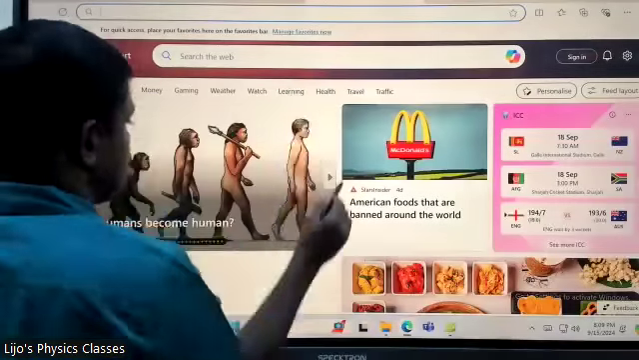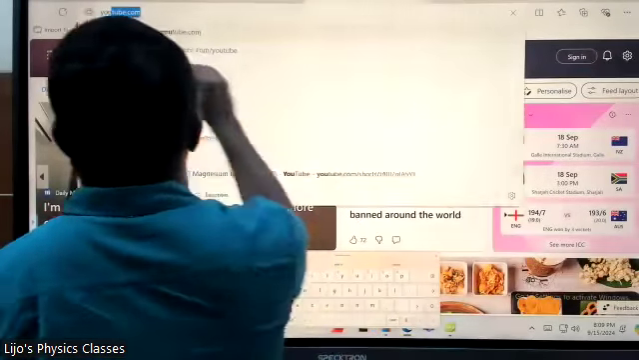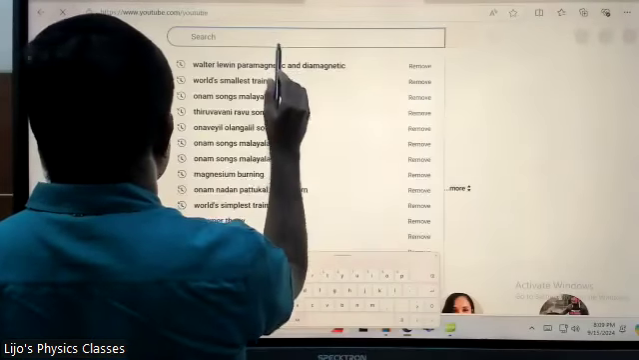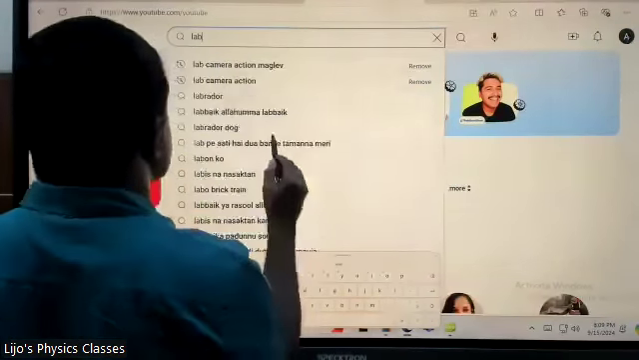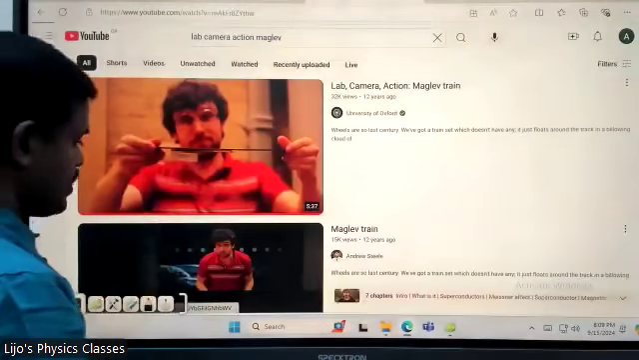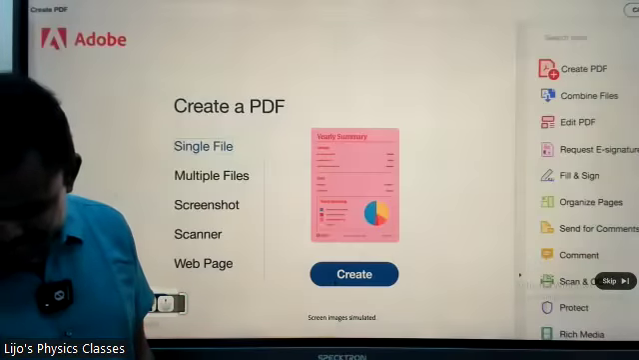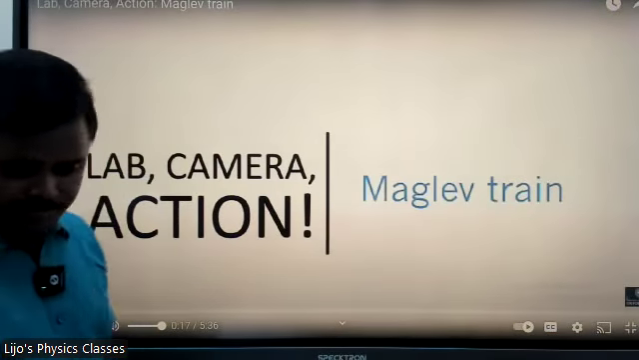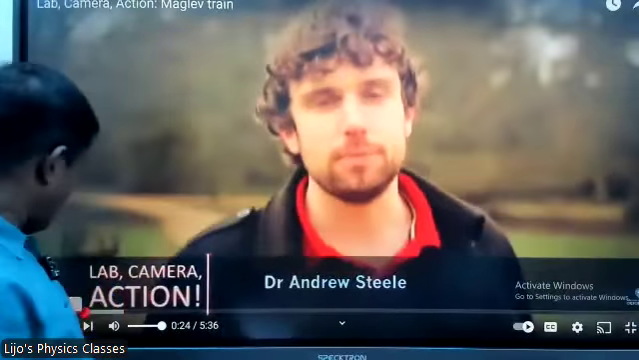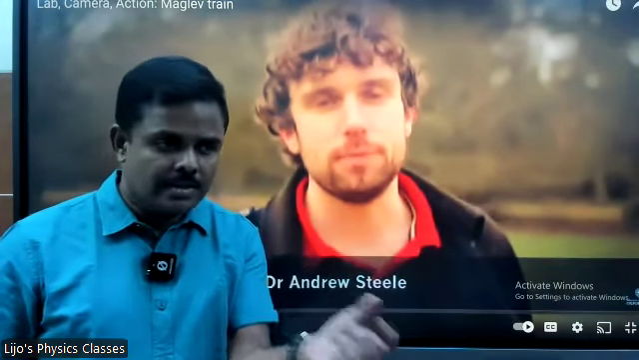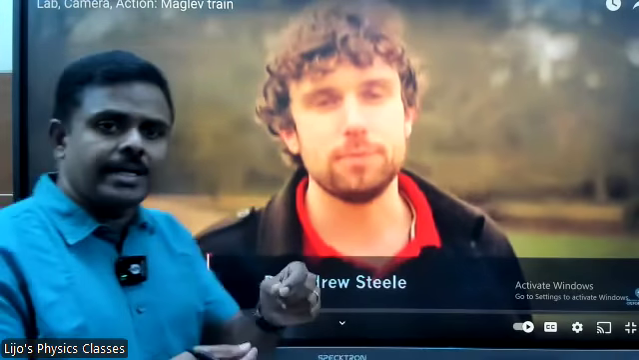See this. This is a maglev train. This is a cool toy that we've made in the physics department. Actually, it is like a ceramic substance. Ceramic means the same material you use for floor tiles, or the plates you use at home.